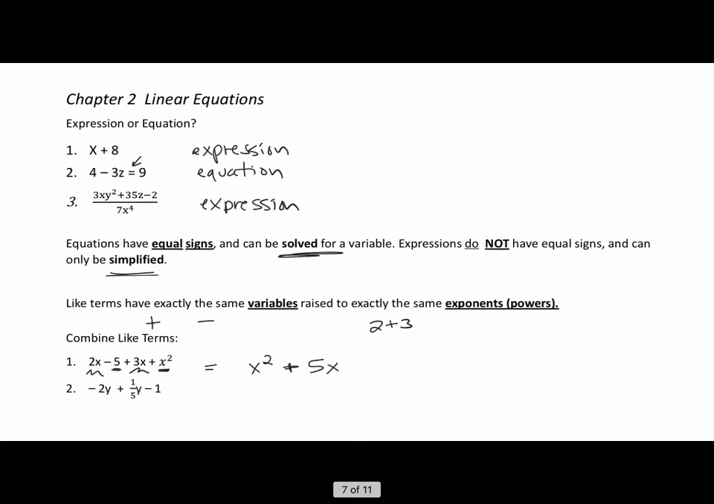And then the last term is a constant term. It doesn't have any variable at all.